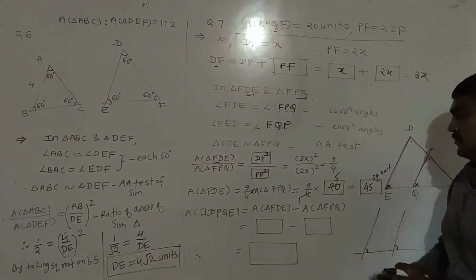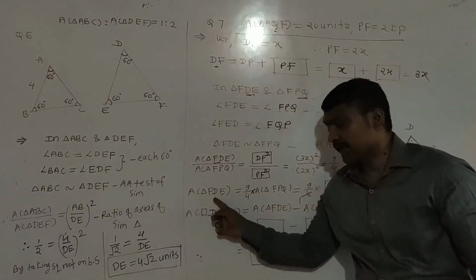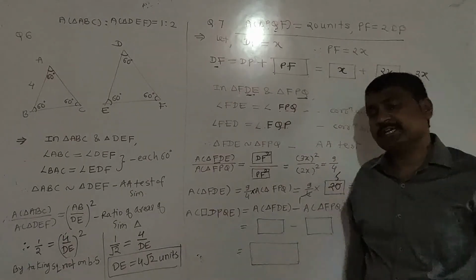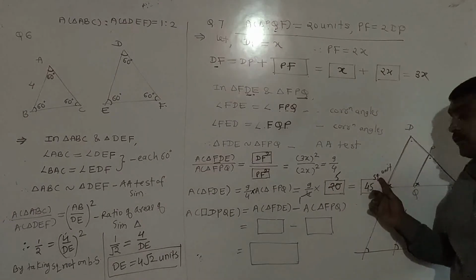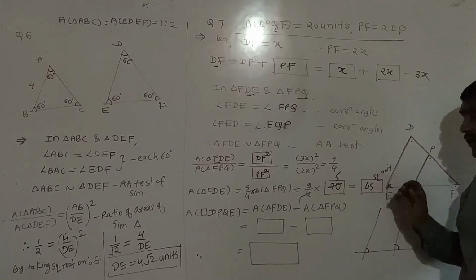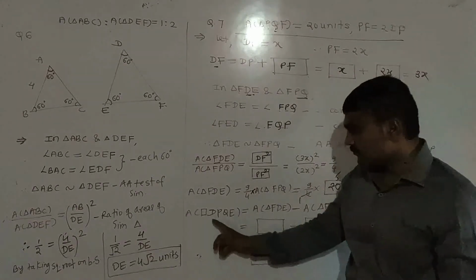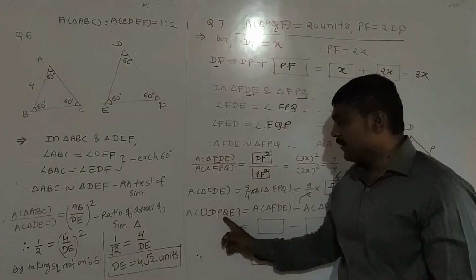We got the value of area of triangle FDE. It is area and area is measured in square units. That's why I have written square unit. Okay, remember to write the unit. Unit is important. Next, area of quadrilateral DPQE.